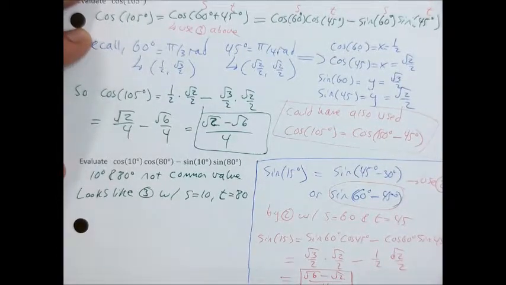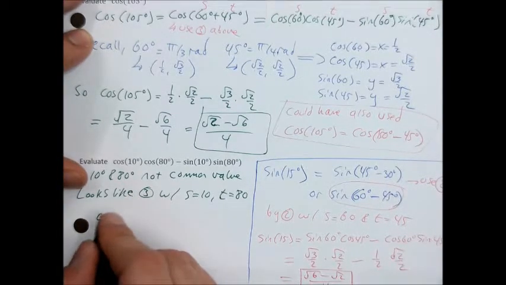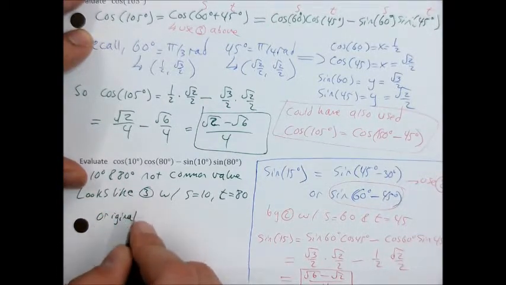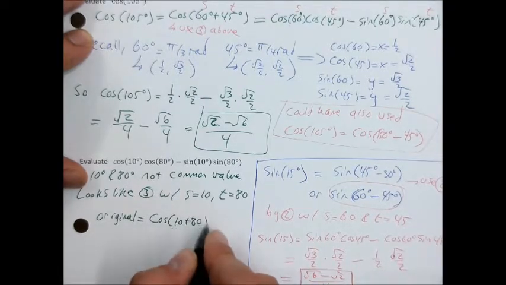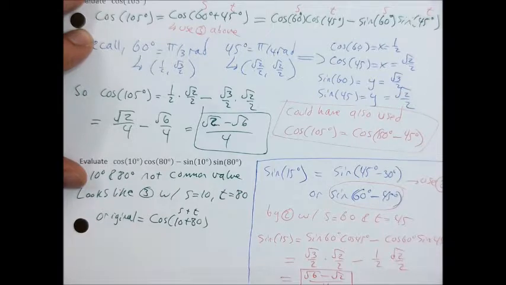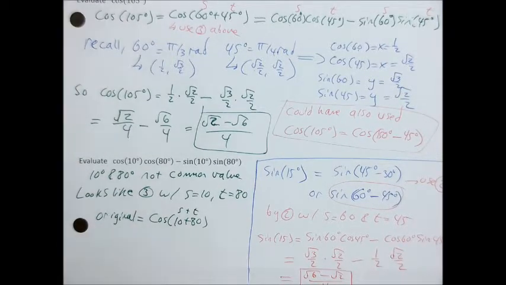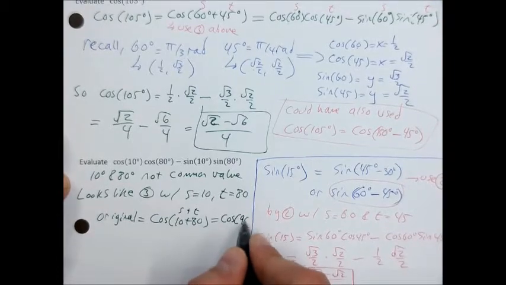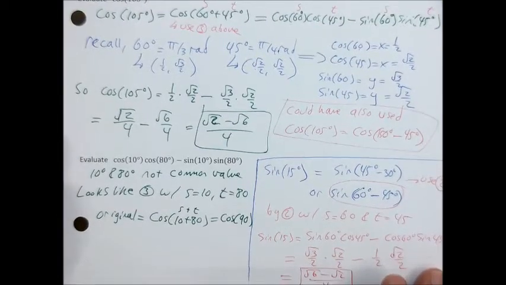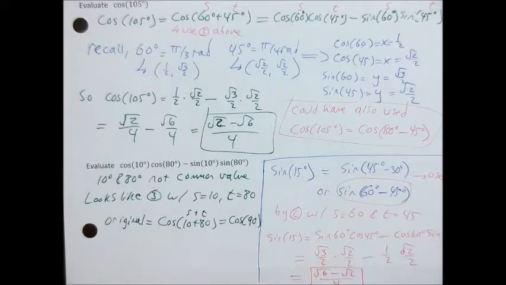And so we can go back the other way with it and rewrite this. The original would be cosine of 10 plus 80, right? s plus t. That's what number 3 says. Or in other words, cosine of 90. And cosine of 90 is a value we know, right? We know where 90 degrees is. So that's one we can find.